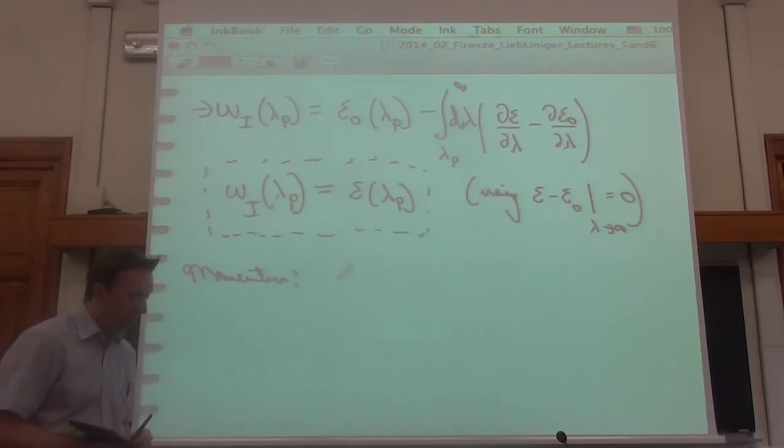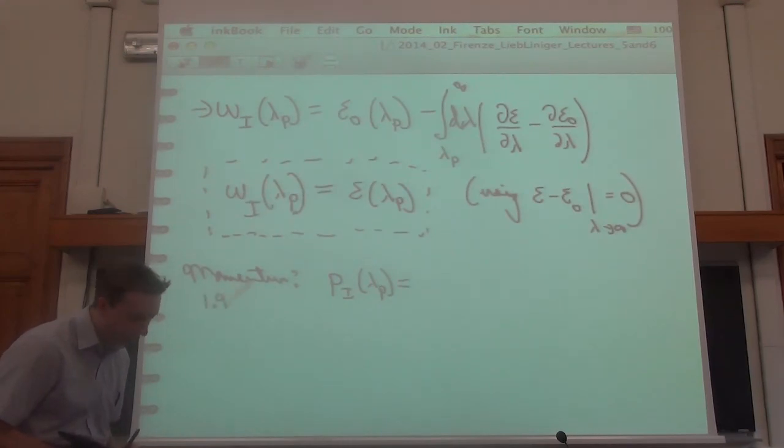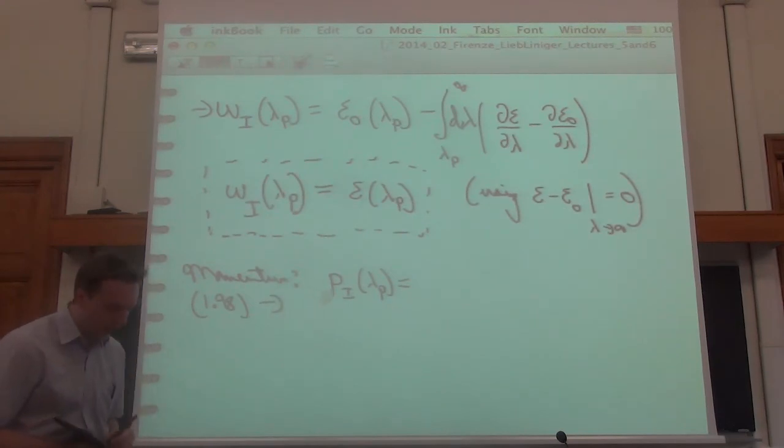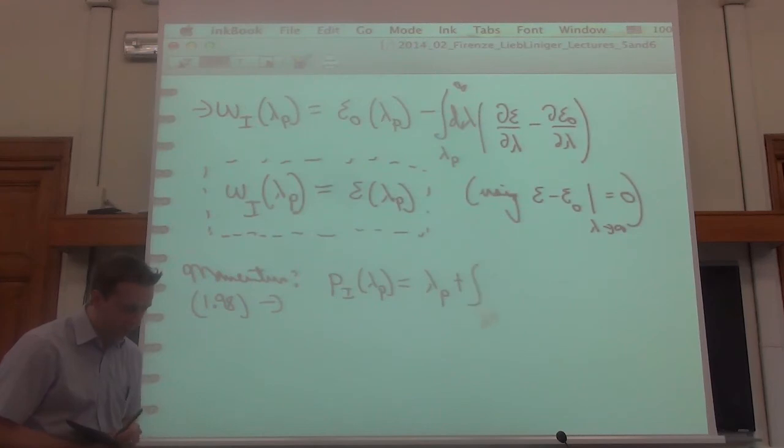what we have is that the momentum of type 1 modes at lambda p, this was equation 1.98, which you just rewrite in the following way. So this just becomes lambda p plus the integral from minus lambda f to lambda f, lambda of the displacement, lambda p.